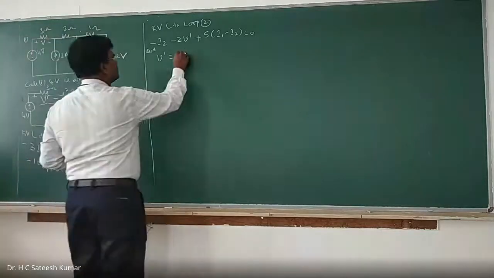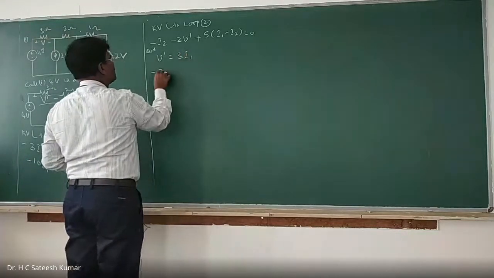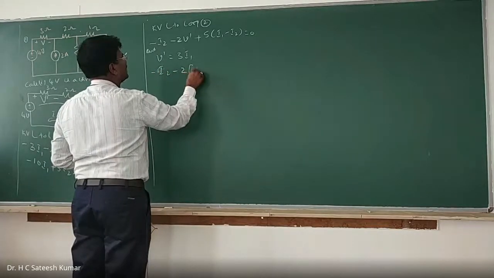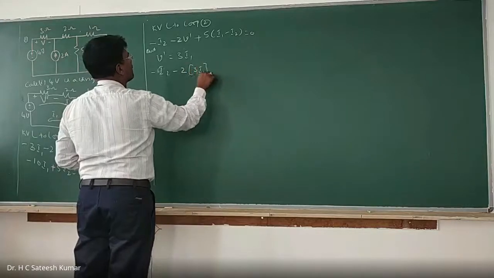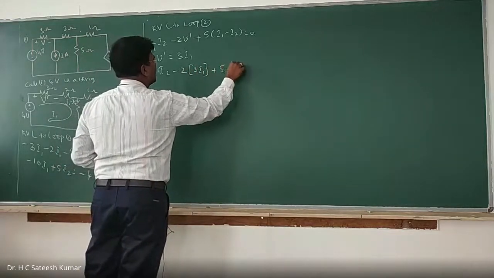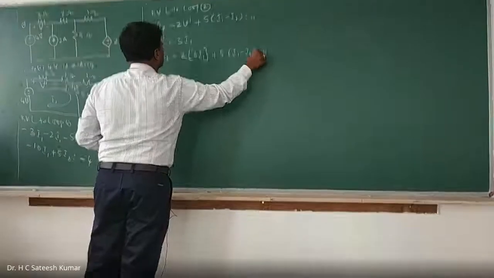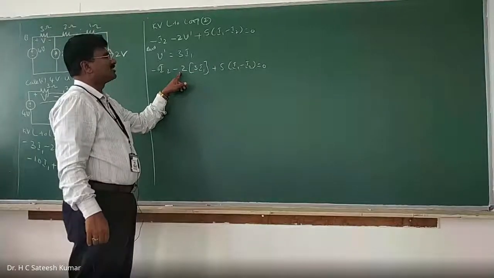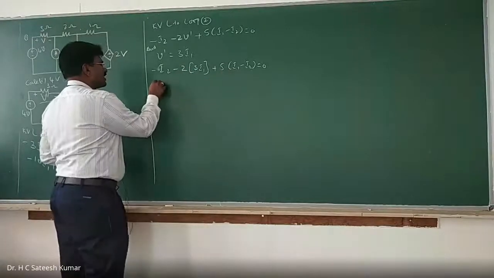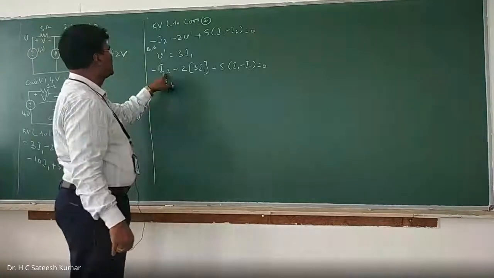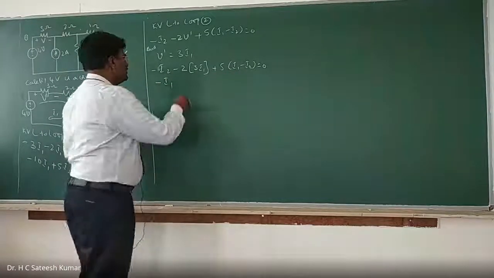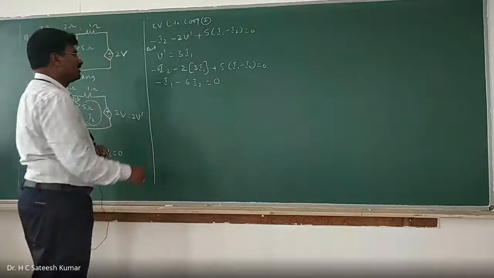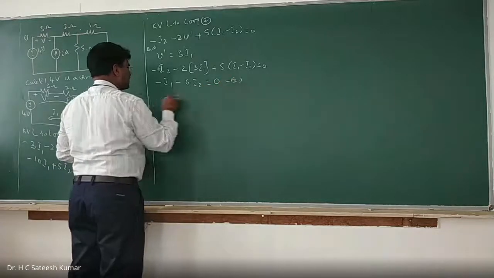Substitute in this equation: minus I2 minus 2 into 3I1 plus 5 into I1 minus I2 is equal to 0. Now what do we have? 3 into 2 is 6, minus 6I1 plus 5I1. Therefore we get minus I1 minus 6I2 is equal to 0. Right? Therefore, this is equation number 2. Make the matrix out of it.